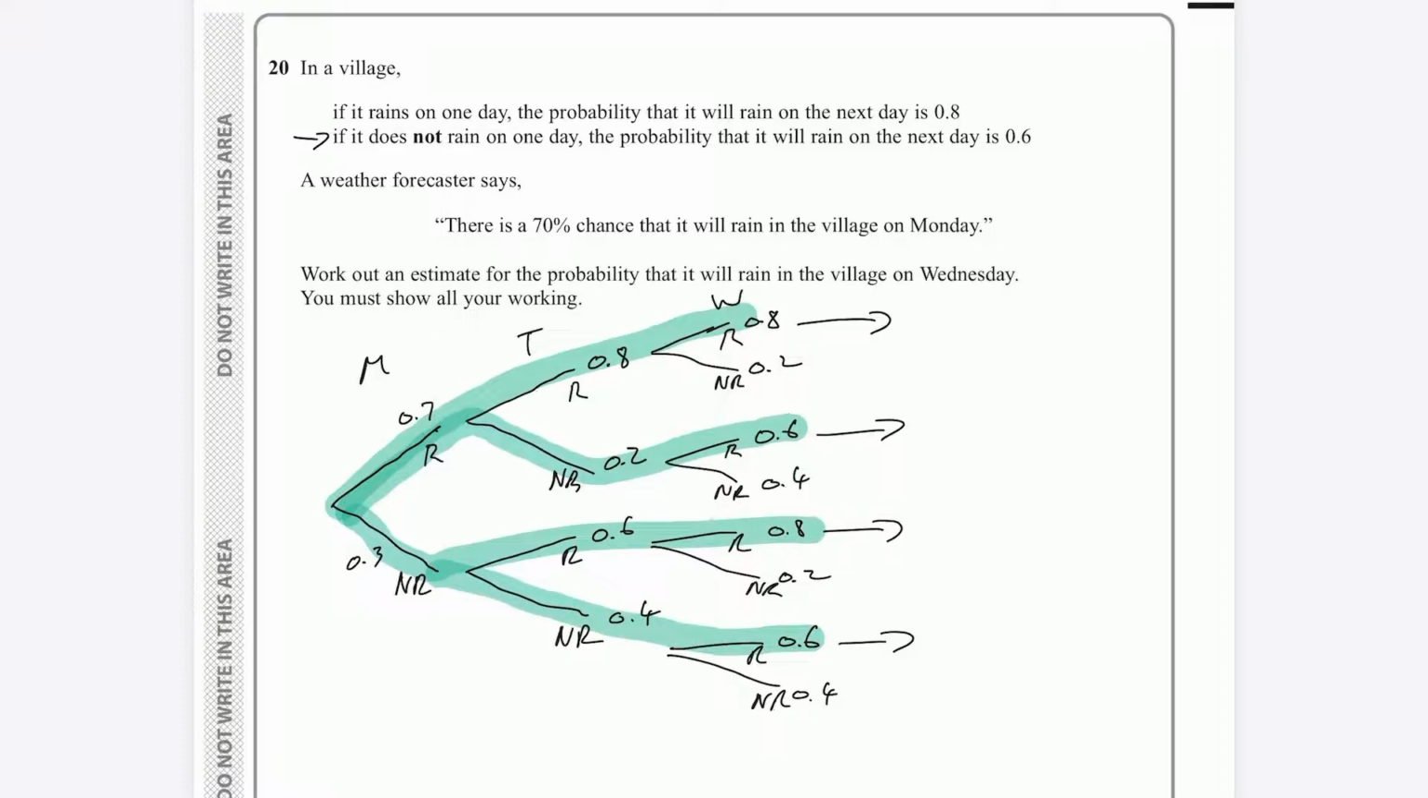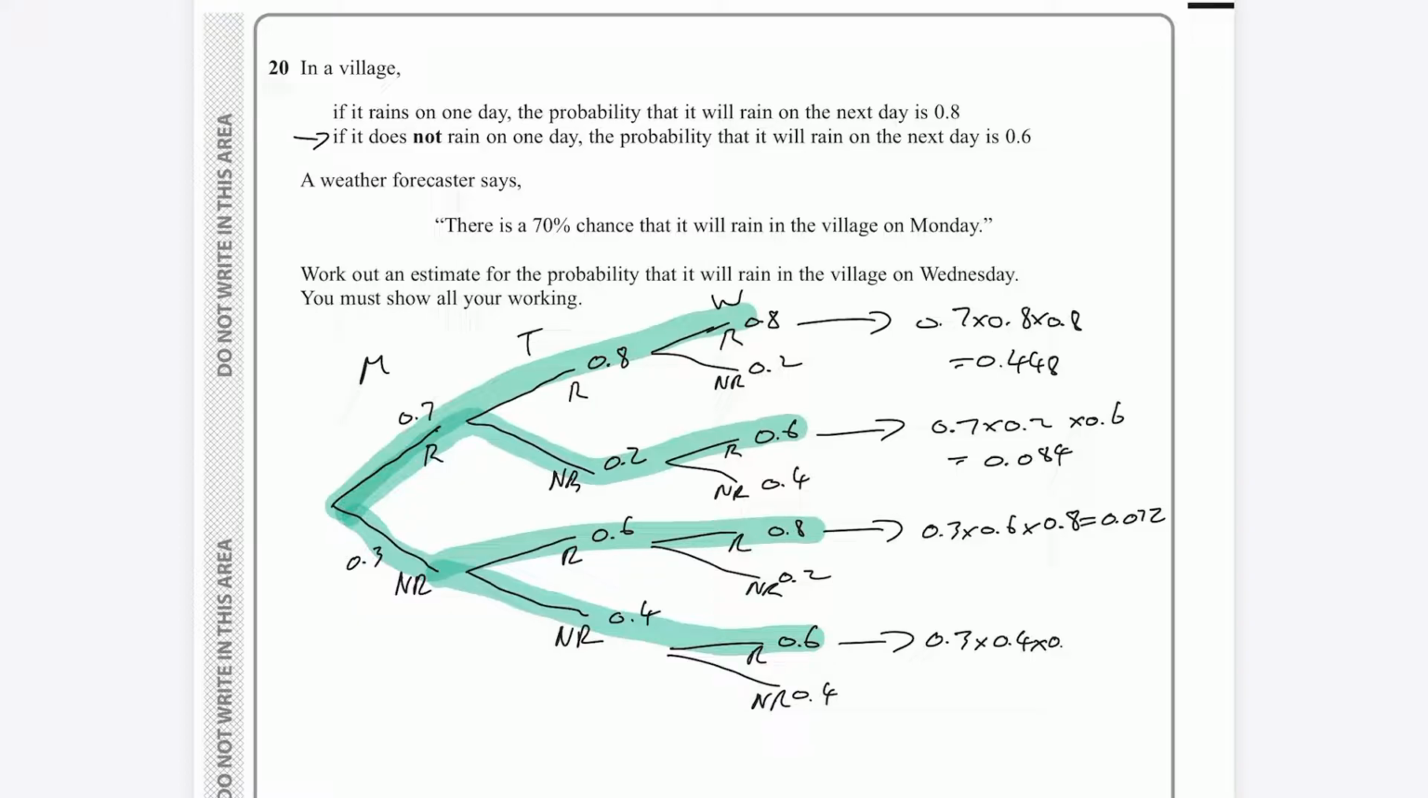So if you were to write this out, that would be 0.7 times 0.8 times 0.8, which is 0.448. This would be 0.7 times 0.2 times 0.6, which would be 0.084. This would be 0.3 times 0.6 times 0.8, which is 0.072. This would be 0.3 times 0.4 times 0.6, which is 0.072. And if you add all the probabilities together, you end up with 0.748.